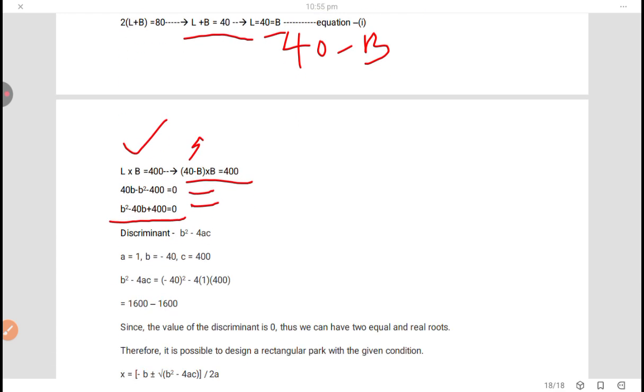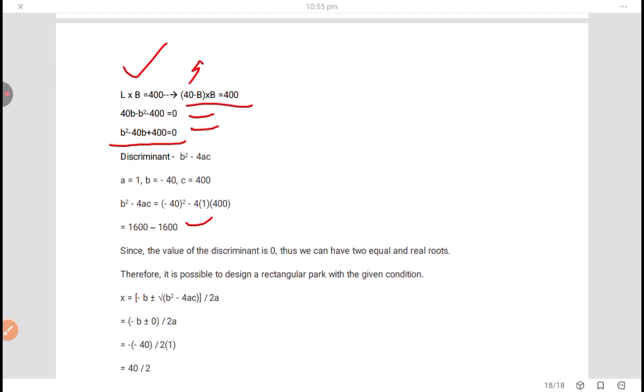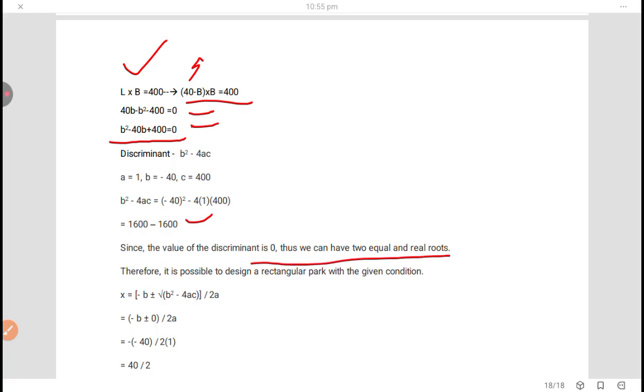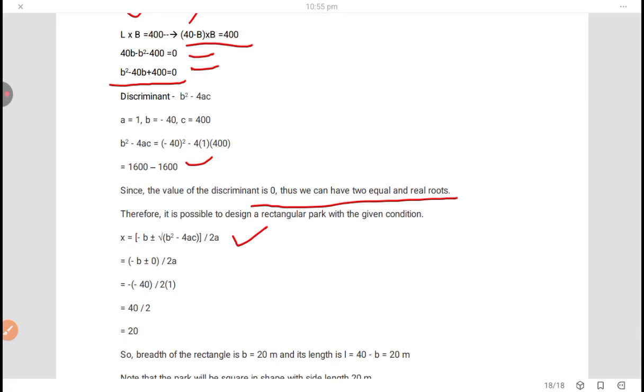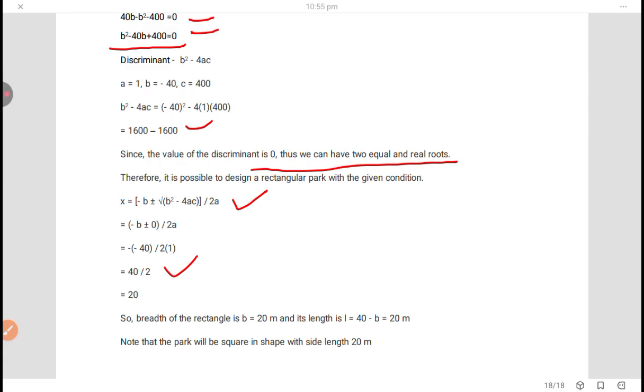Check the discriminant. B square minus 4ac equals 0. Since it is 0, this equation has two equal and real roots. So put the values of a, b, c in the formula, you will get B equal to 40 by 2. So you'll get 20. 20 is the answer. So rectangle breadth is 20, then length is 40 minus B, which is also 20. So this park will be square in shape.